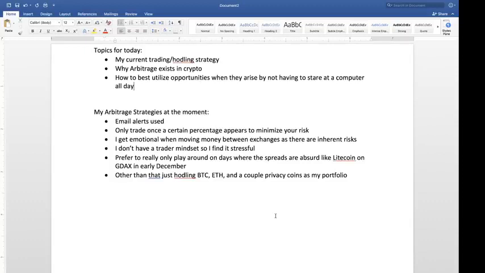Only trade that minimum percentage because it minimizes your risk. Obviously, if you're trying to do arbitrage trades at 1%, then it's much more likely that the market could move against you and you could have a bad trade than if it was 5%, right? At 5%, your chance of having a successful arbitrage trade is much higher.